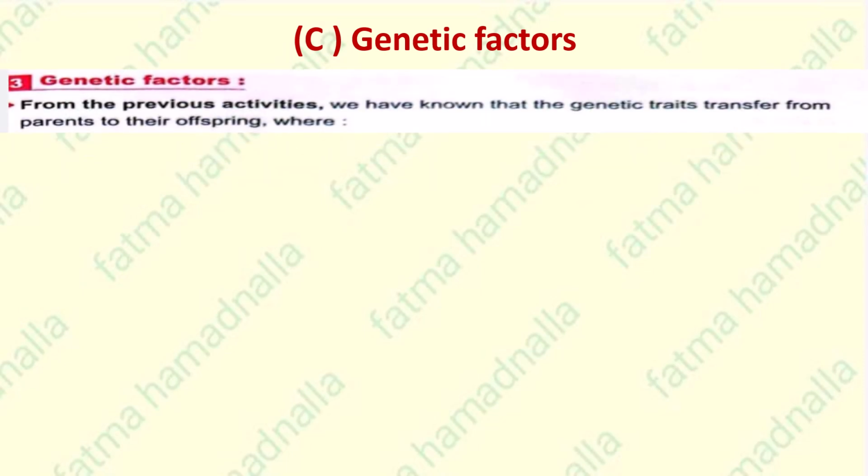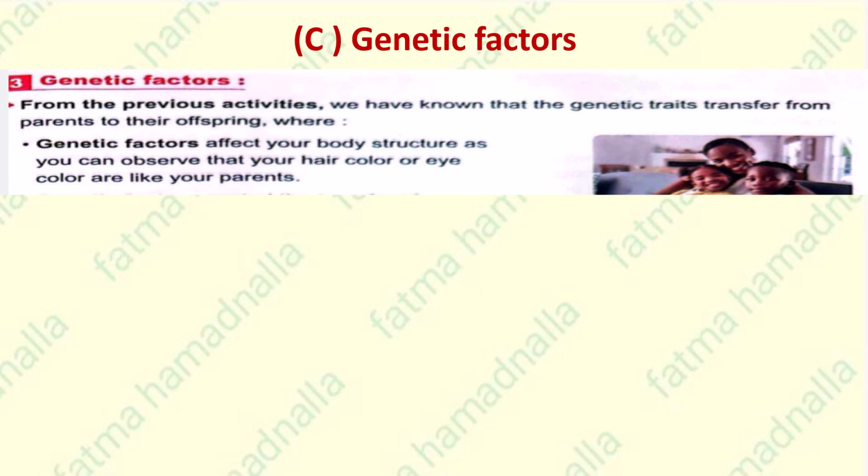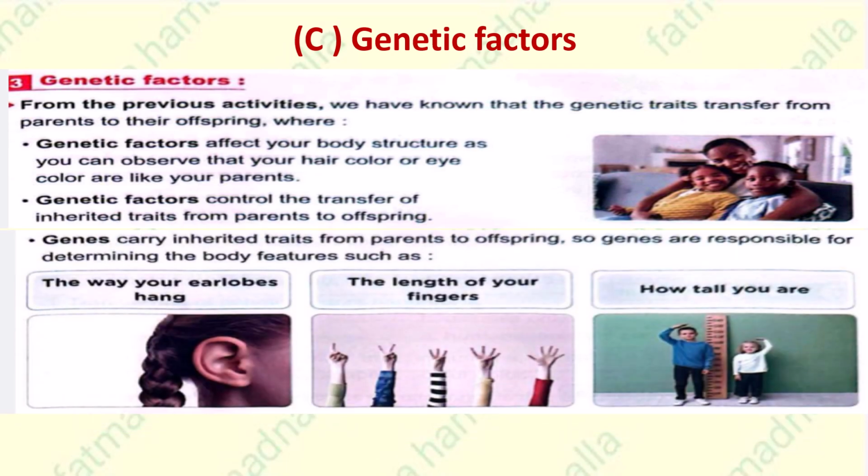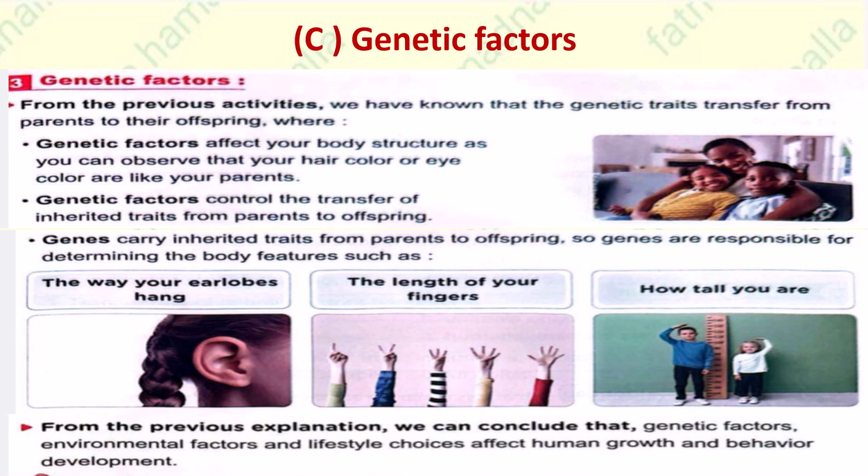3. Genetic factors. From the previous activities, we have known that the genetic traits transfer from parents to their offspring, where genetic factors affect your body structure, as you can observe that your hair color or eye color are like your parents. Genetic factors control the transfer of inherited traits from parents to offspring. Genes carry inherited traits from parents to offspring, so genes are responsible for determining the body features, such as the way your earlobes hang, the length of your fingers, and how tall you are. Okay? From the previous explanation, we can conclude that genetic factors, environmental factors, and lifestyle choices affect human growth and behavior development. Okay?